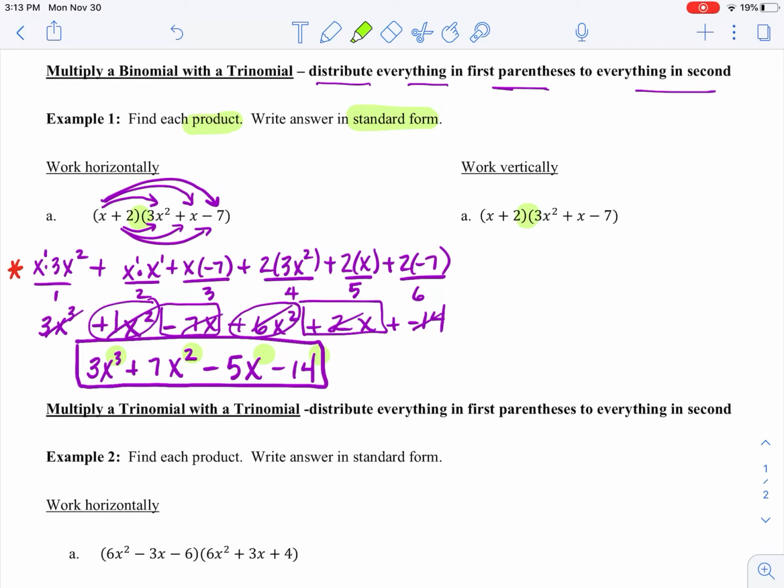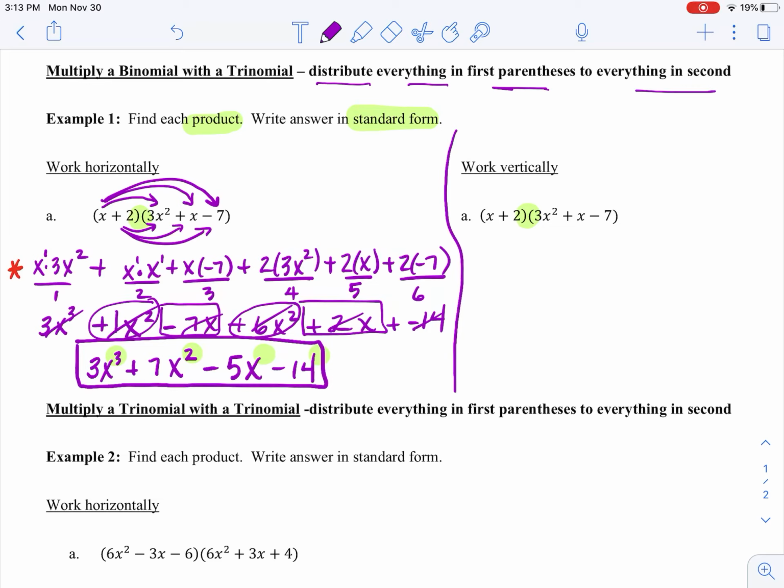All right, so that's if we worked horizontally. And you can see it kind of takes up a lot of space. I'm almost bumping into the vertical problem there. So I just like to show students how to work vertically instead. So let me put a little line here. Working vertically means each time you move to the next term in the parentheses, you go down a level. Instead of working horizontally, you're going to move down.